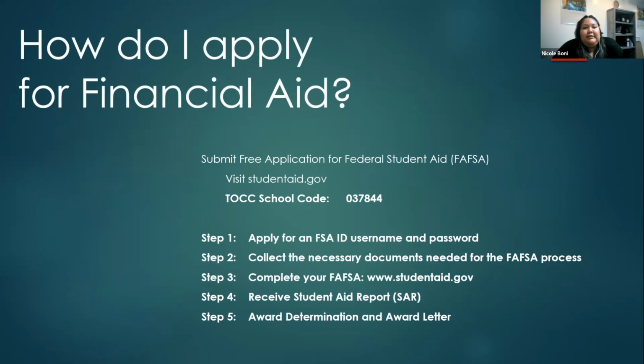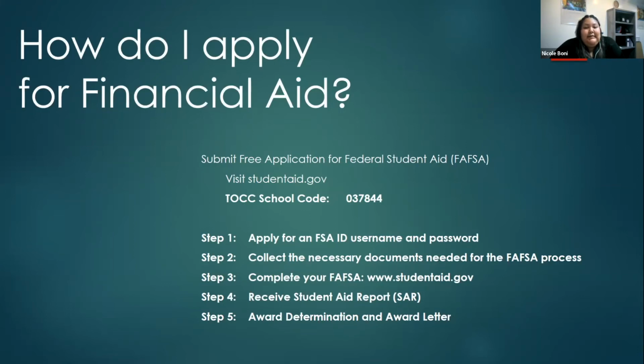How to apply for financial aid? You can submit your free application for student aid at studentaid.gov, and here is the school code, so it can come directly to us. You would have to make an account if you don't have one. I usually tell students to use their personal emails to make your financial account, because when you move over onto a university, you will still be using this account. So if you use your student email from here, you won't be able to log in. So it's best to use your personal email when applying for FAFSA.